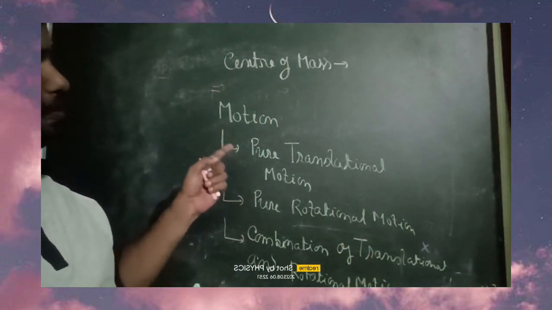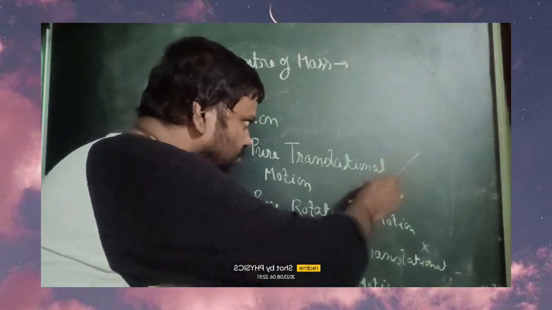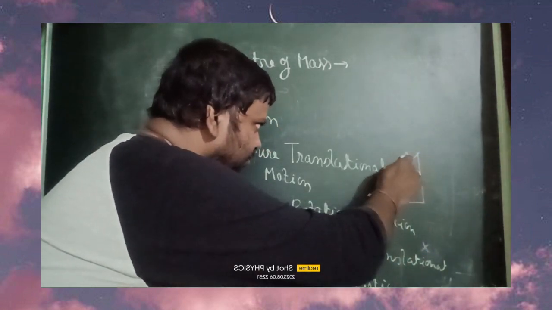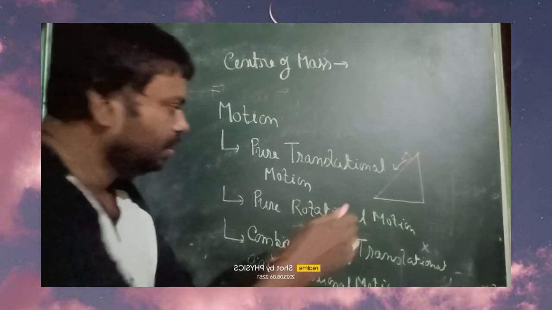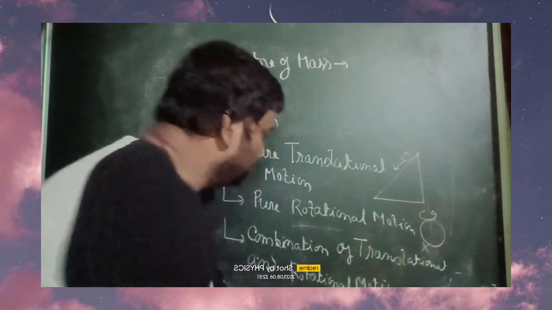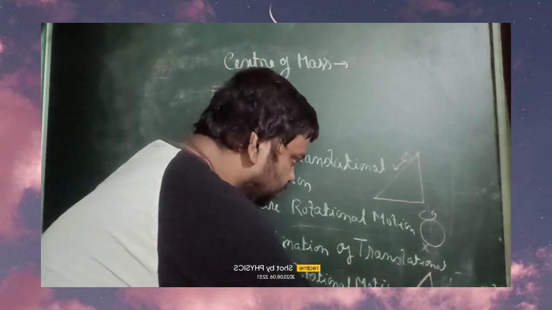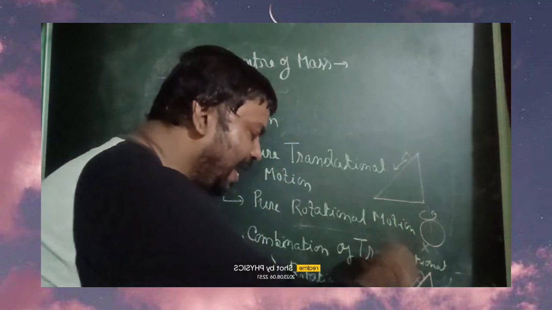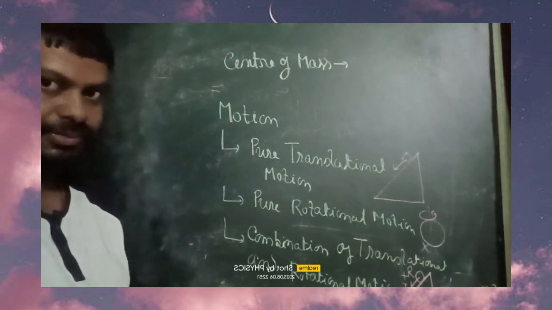Now what is pure translational motion? If a body is coming down from the top of an inclined plane, its motion is pure translational motion. If a ball is rotating about its axis, then it is called pure rotational motion. If a ball is rolling down an inclined plane, there is translational motion as well as rotational motion. So here it is a mixed motion.